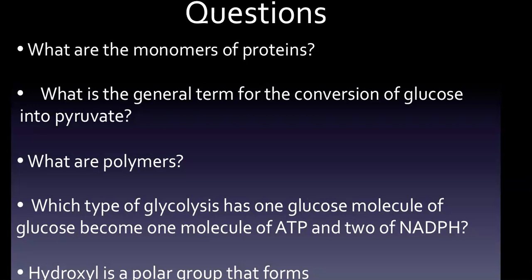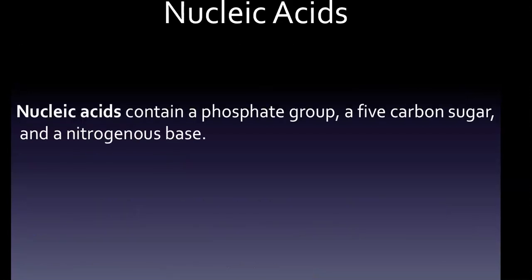So let's see here. We got 5 questions. What are the monomers of proteins? What is the general term for the conversion of glucose into pyruvate? What are polymers? Which type of glycolysis has one molecule of glucose become one molecule of ATP and NADPH? And hydroxyl is a polar group that forms what? Okay, and we'll go back to those questions again at the end where you can try to answer them for yourself after watching the video and getting some information here.